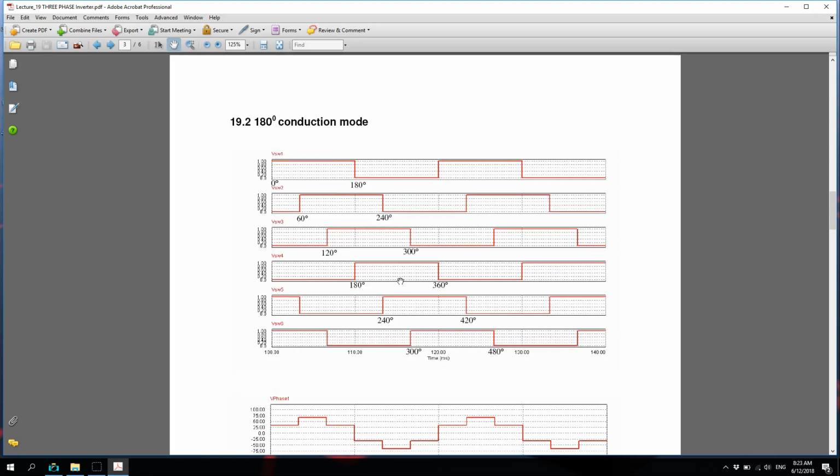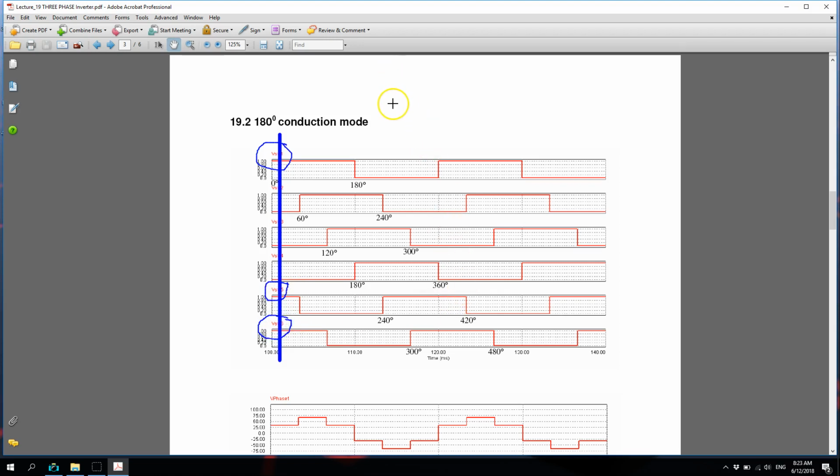Right, so let's look quickly. Let's say we are at this particular instant. If you look at this instant, we're going to see that switch 1 is on, next is switch 5, and next will be switch 6, right?